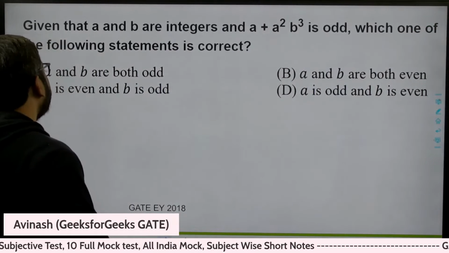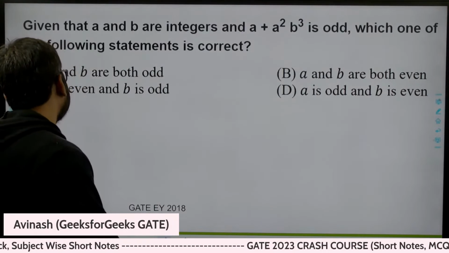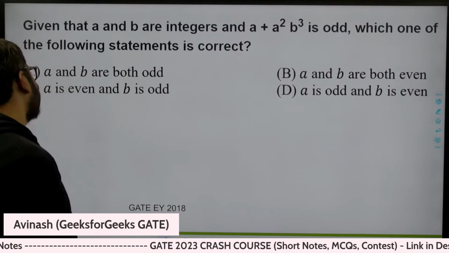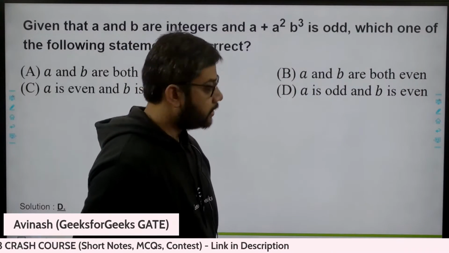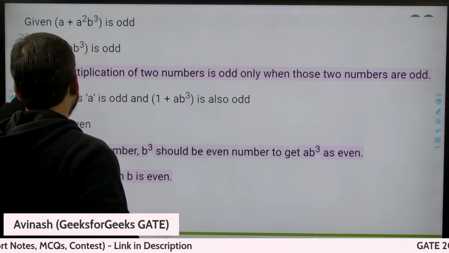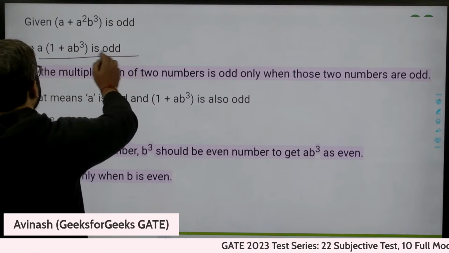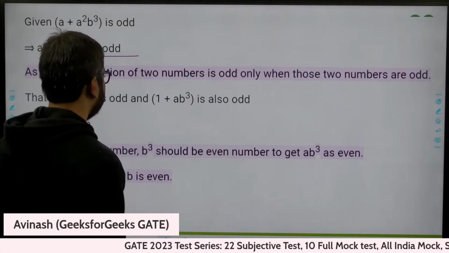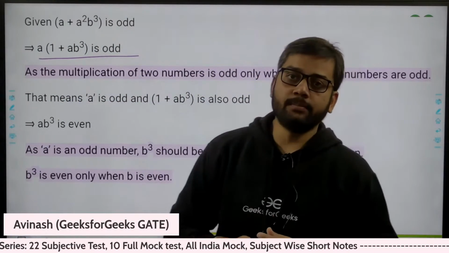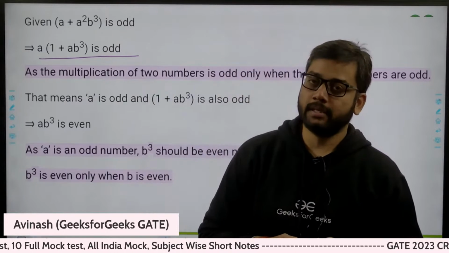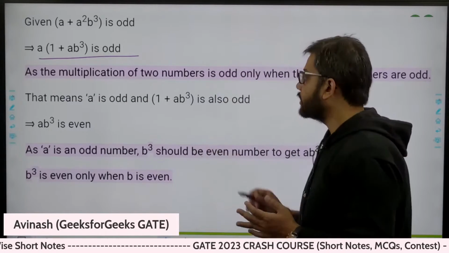Given a and b are integers and a plus a square bq is odd, which of the following statements is correct? So a, b are integers, a plus a square bq is odd. देखो, common निकाल लेते हैं. ठीक है. So if I'm taking common from here, a times (1 plus a bq) is odd. Now, to have odd, if two odd numbers are added, the sum will be an even number. Like this simple properties, यही apply कर देना.